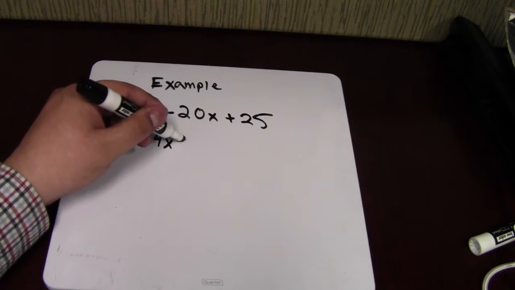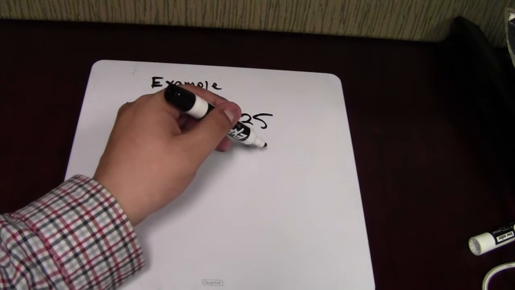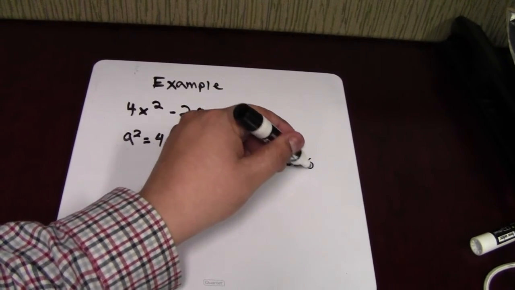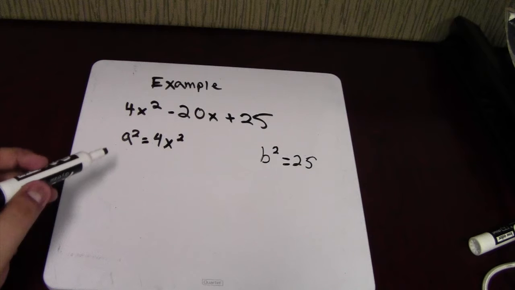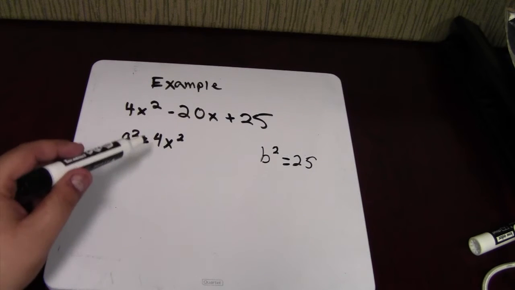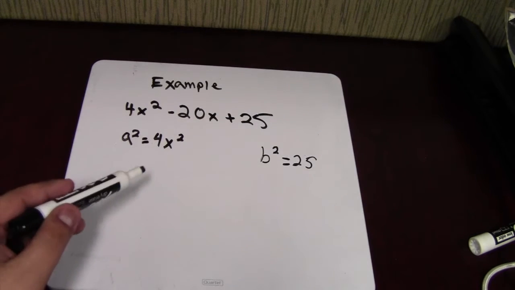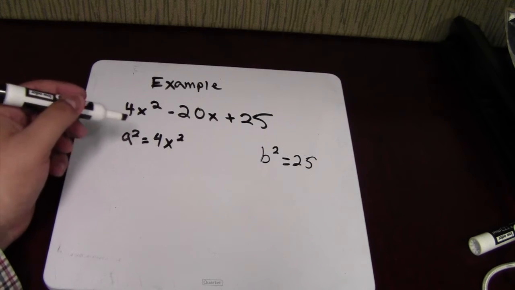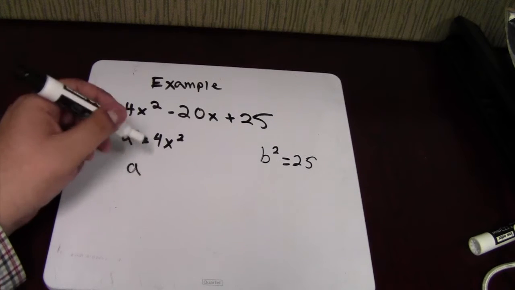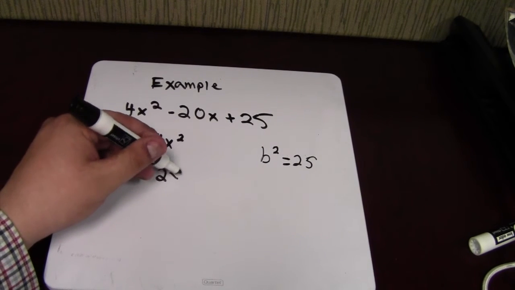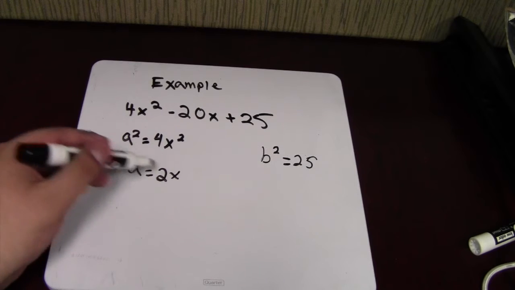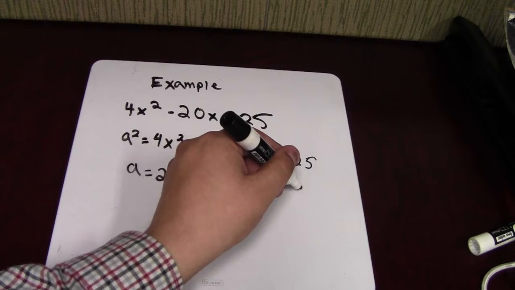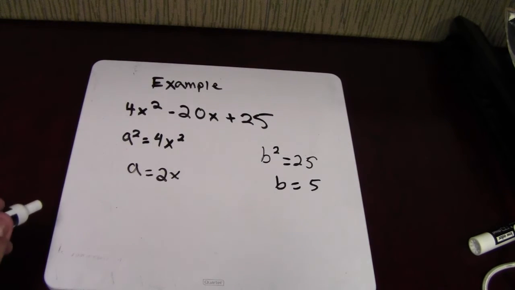Okay, so a squared is our 4x squared. And if we said b squared is 25, the first thing we need to make sure of is, are these perfect squares? Can we take the square roots of them? The answer is yes, because if a squared is equal to 4x squared, that means a equals 2x, because if I squared this now, I would get back 4x squared. Likewise, b here is going to equal 5.